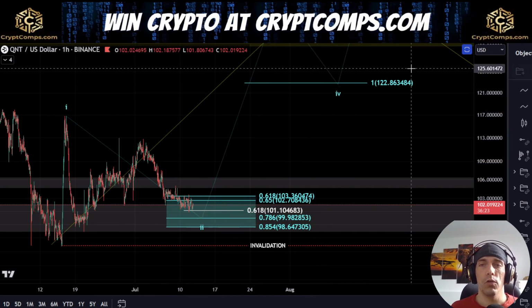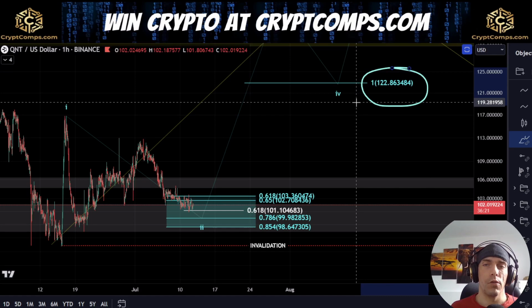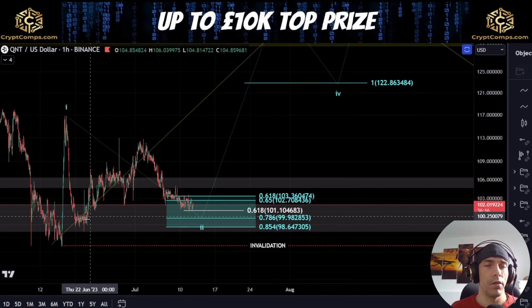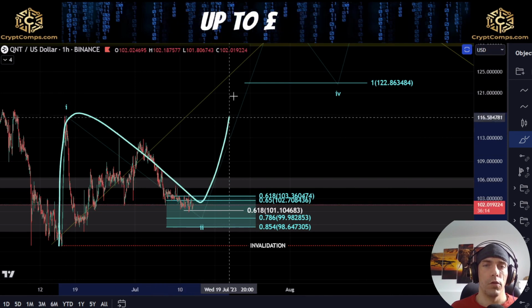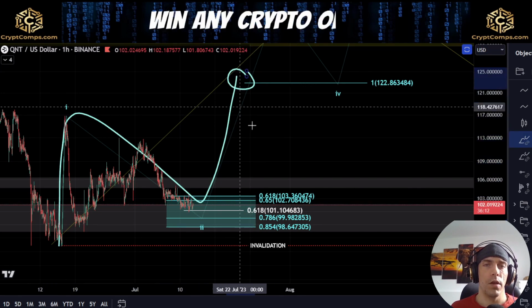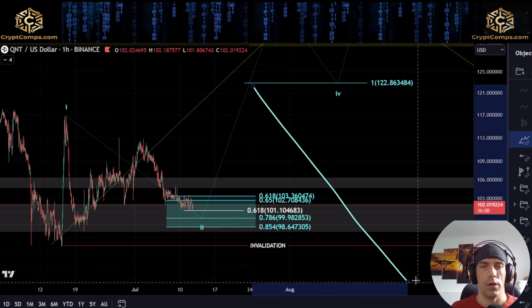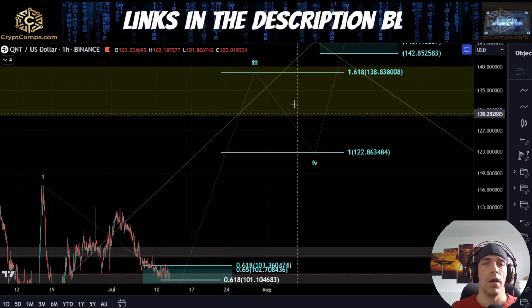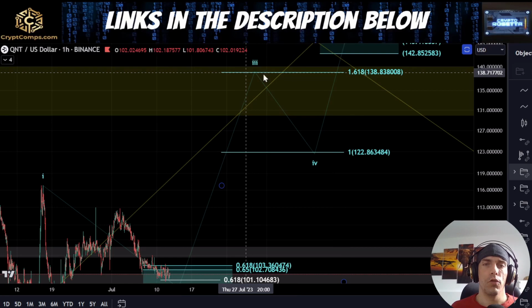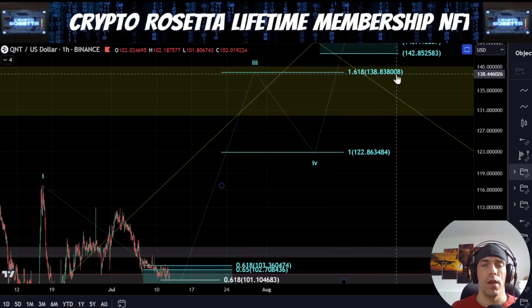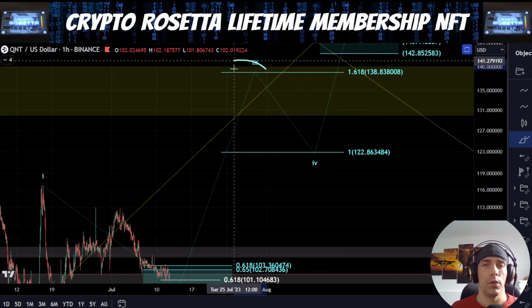Though what I would be cautious of is because the structure is so choppy, this 1-to-1 is actually here at this $122.86. What we could see is this could just be a corrective move. If we fail to break above this level, then potentially we could see continuation to the downside still in that corrective pattern. Alternatively, if we do start to push to the upside here, what I want to see for wave 3 is actually this 138.83 as a target for this wave 3.